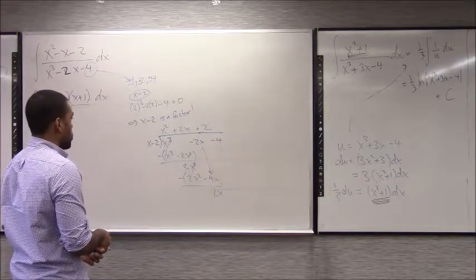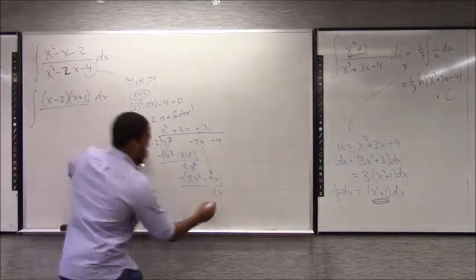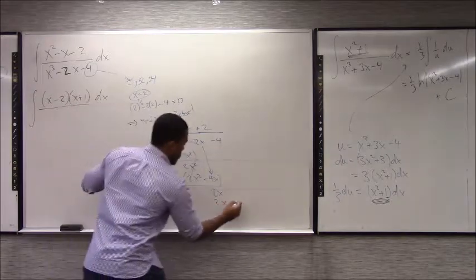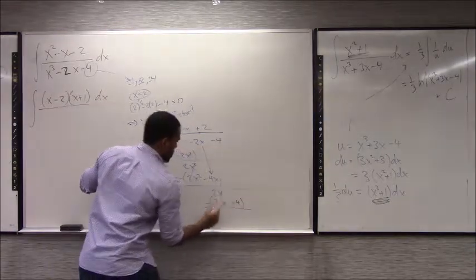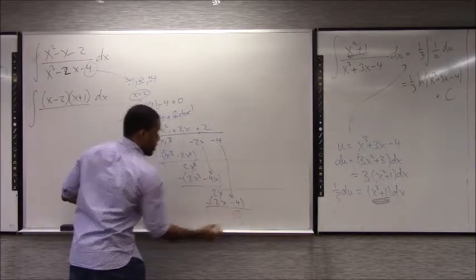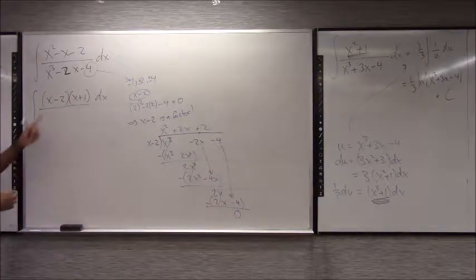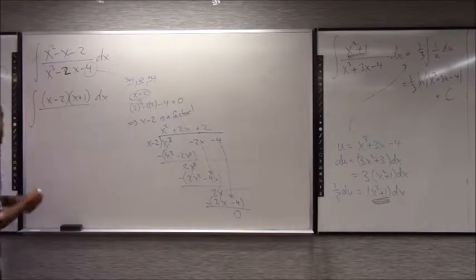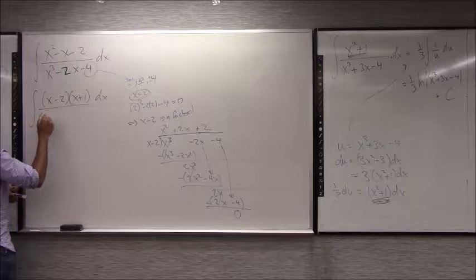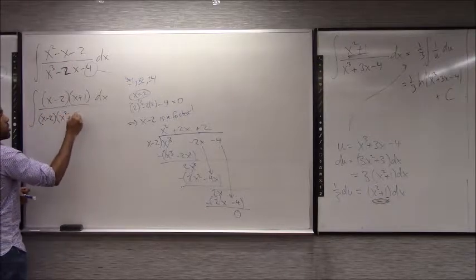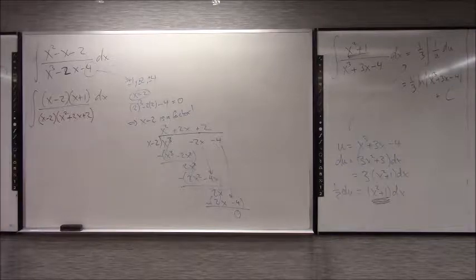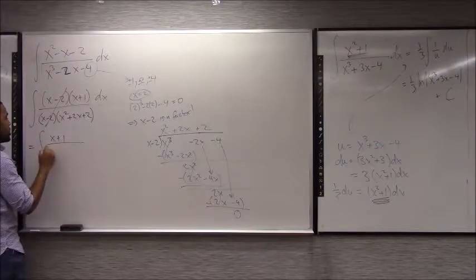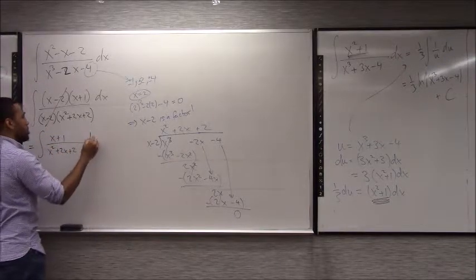And then 2 times this gives you 2x. 2 times this gives you minus 4. Subtract, those die. So you have minus 4 plus 4, so you get 0. Which means you can factor this into this times that. So you could have done that. Now you can cancel that. And so now you end up with the integral of x plus 1 over x squared plus 2x plus 2. How do you deal with that one?